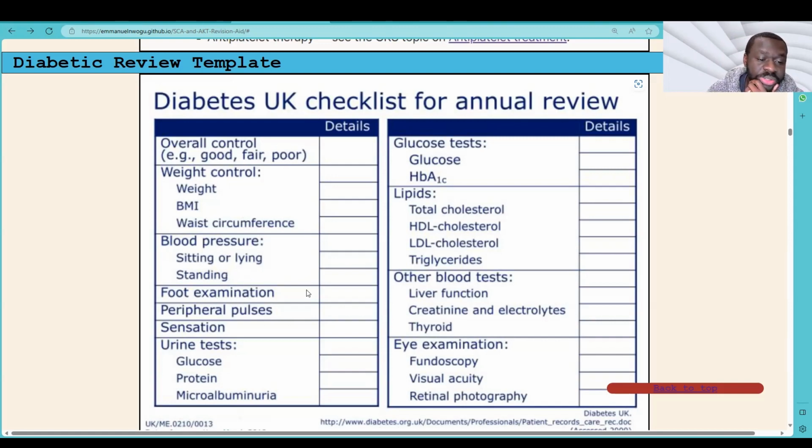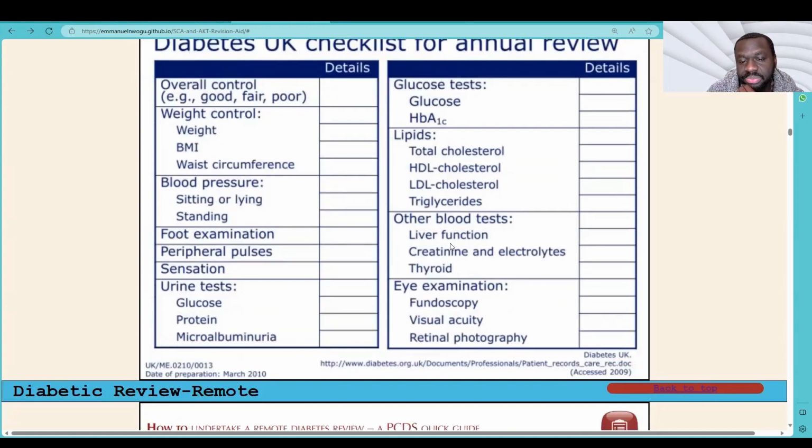You want to do a foot examination, to check for vasculopathy and neuropathy, so peripheral pulses and sensation. Urine test, checking for glucose, protein, ketones. You want to check the blood glucose test and the HbA1c. Sometimes you just do the HbA1c before they even come for their review, so they have the results available. Check their cholesterol, calculate cardiovascular risk, liver, creatinine, renal function, the thyroid, and the eye examination: visual acuity, retinal photography.